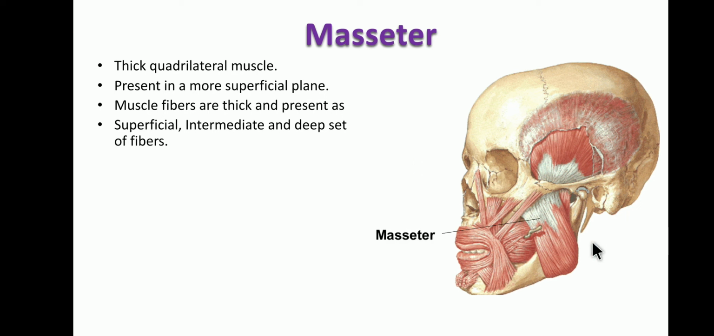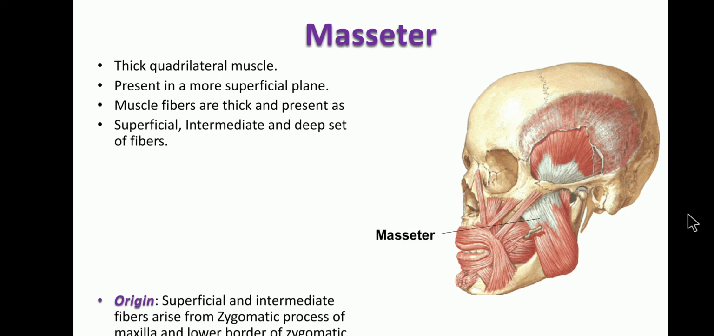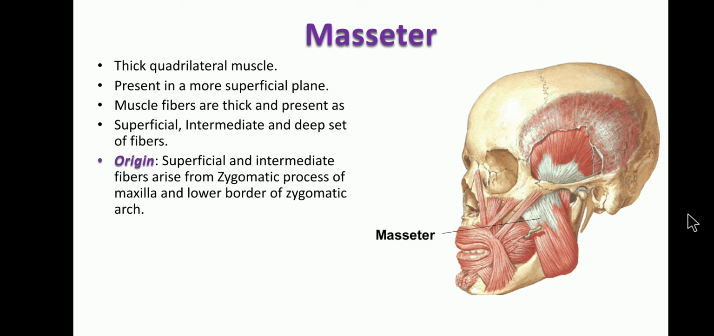So as I told you, it is made up of three sets of fibers: superficial, intermediate, and the deep set of fibers. To put it simply, you can say the origin is from the zygomatic arch. But to be more precise, superficial fibers arise mainly from the zygomatic process of maxilla and also from the lower border of the anterior two-thirds of the zygomatic arch. That is the origin of superficial fibers.